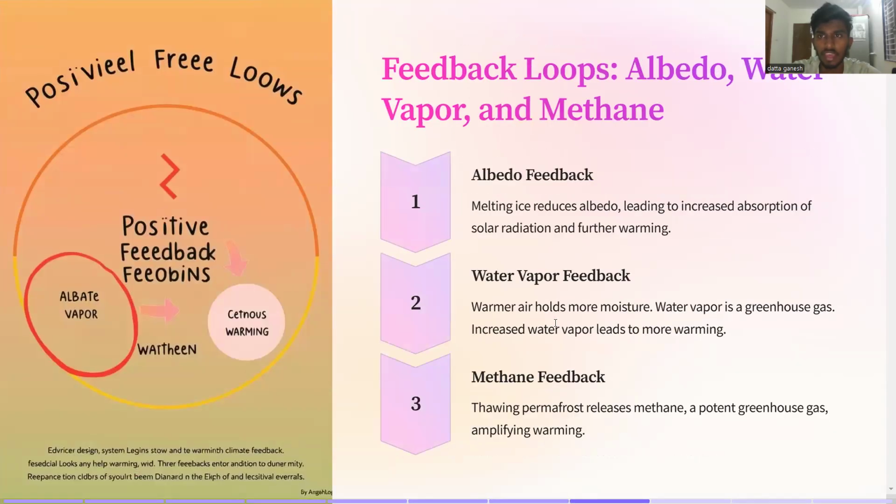Feedback loops. Albedo, water vapor, and methane. Albedo feedback. Melting ice reduces albedo, leading to increased absorption of solar radiation and further warming. Water vapor feedback. Warmer air holds more moisture. Water vapor is a greenhouse gas. Increased water vapor leads to more warming. Methane feedback. Thawing permafrost releases methane, a potent greenhouse gas amplifying warming.